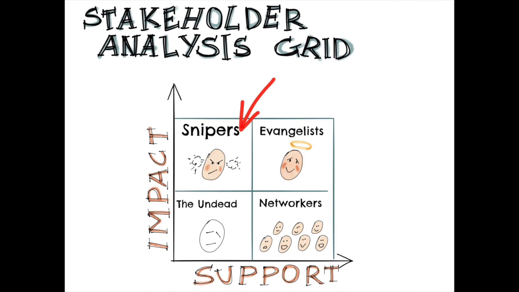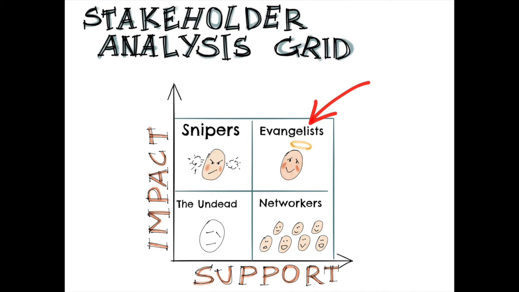Then we have the snipers. These are those people who have lots of impact but moan about you. They don't give you any support and they tend to run you down. You can get these people on board by showing them the value that you bring. They'll appreciate results and anything that's had an impact on the organisation, especially anything which has impacted the bottom line in a favourable way.